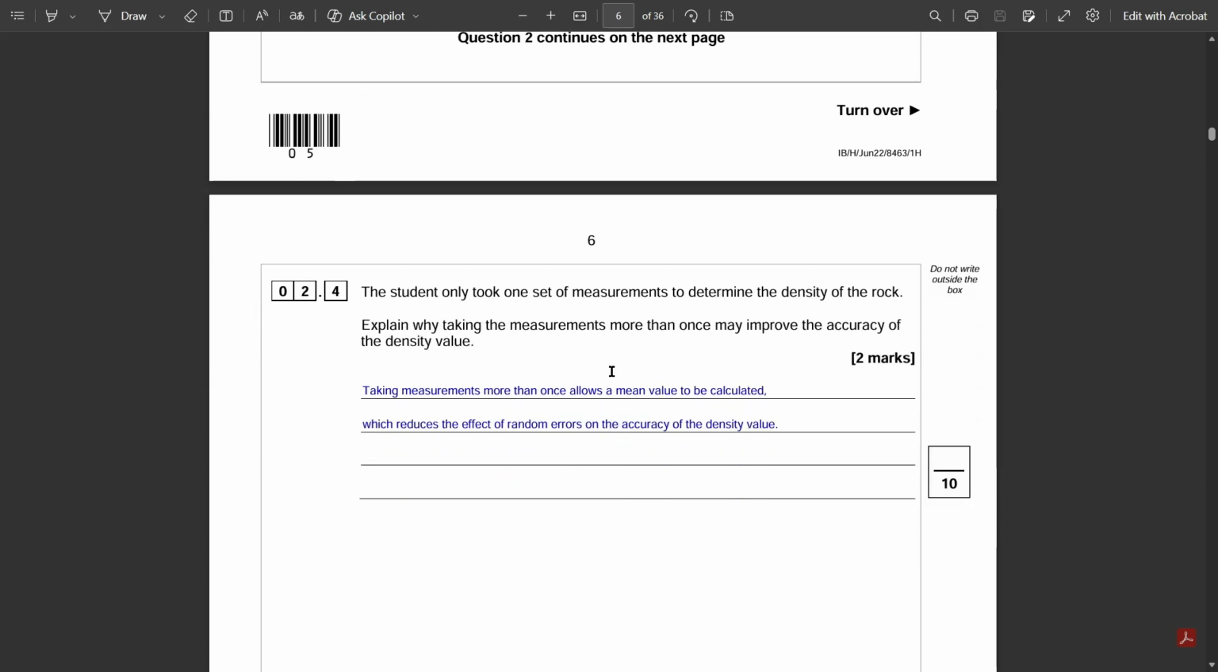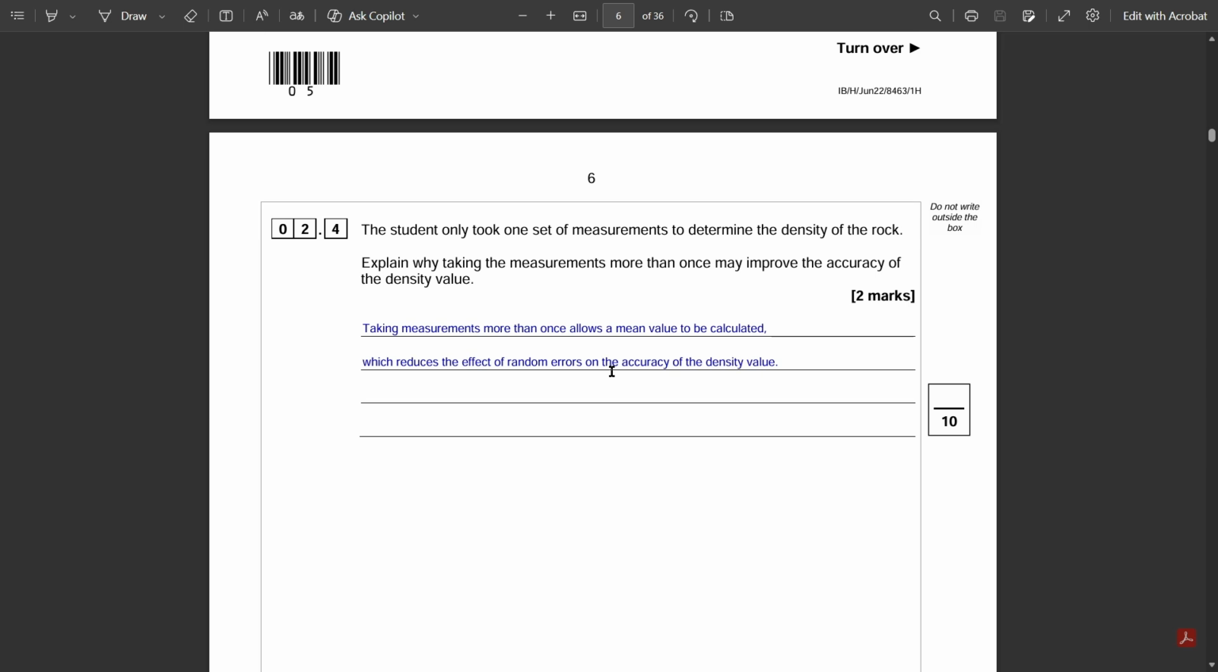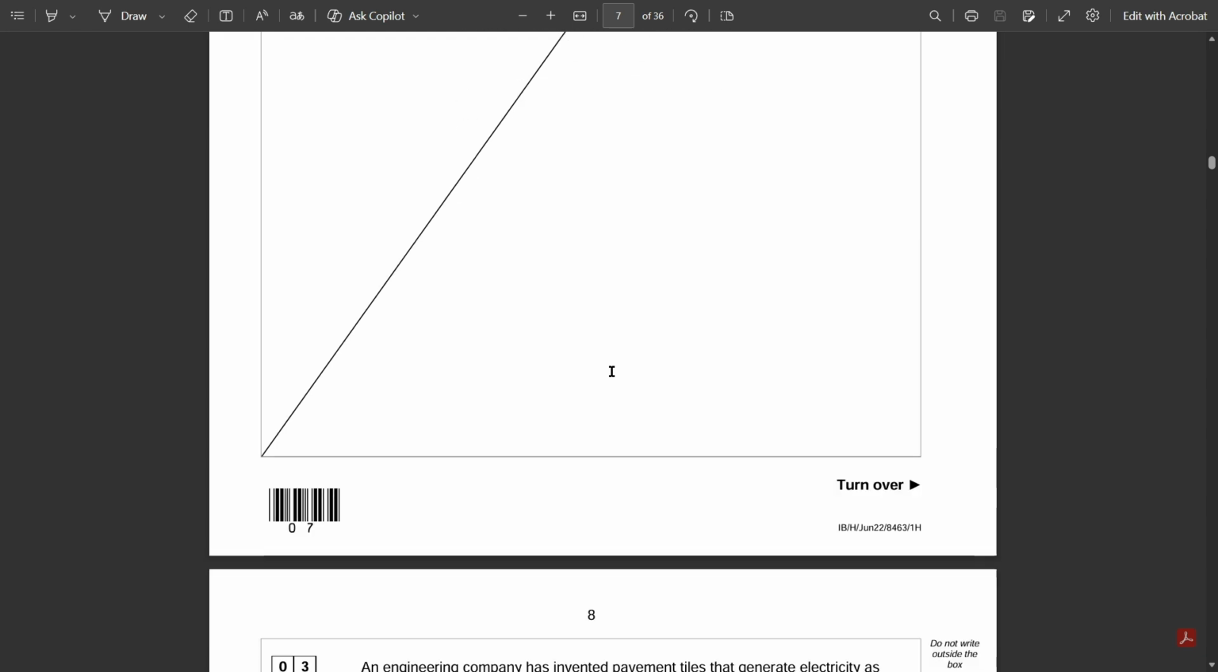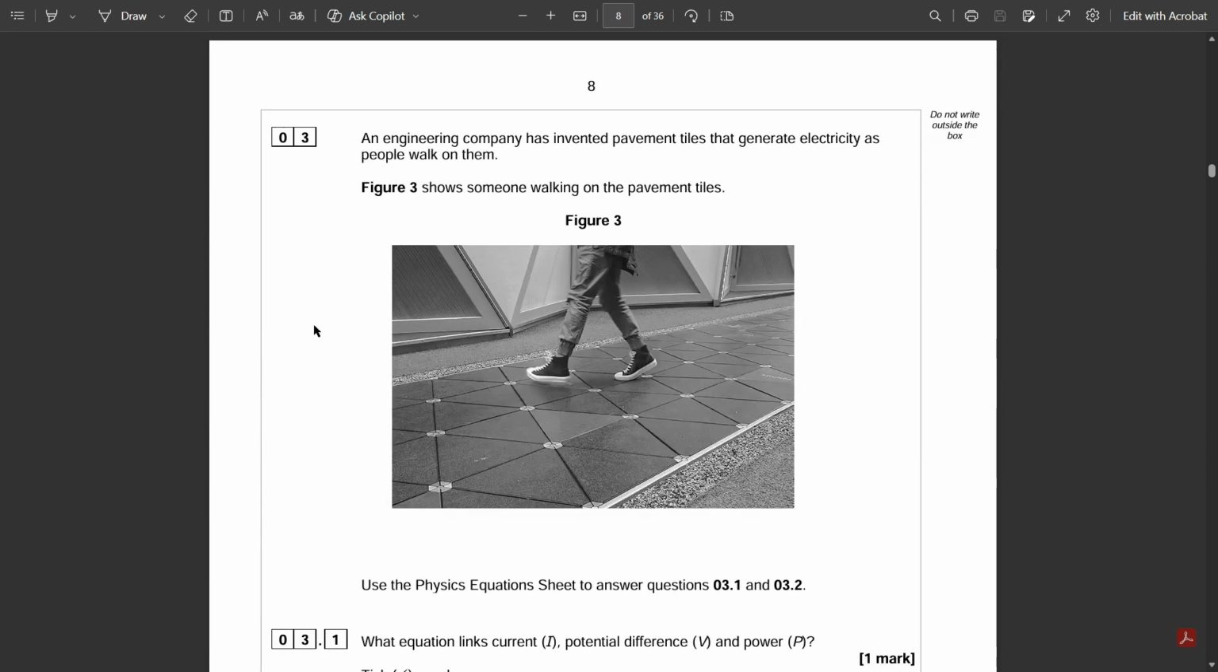The student only took one set of measurements to determine the density of the rock. Explain why taking the measurements more than once may improve the accuracy of the density value. Well, taking measurements more than once allows a mean value to be calculated, which reduces the effect of random errors on the accuracy of the density value. And then for question 3.